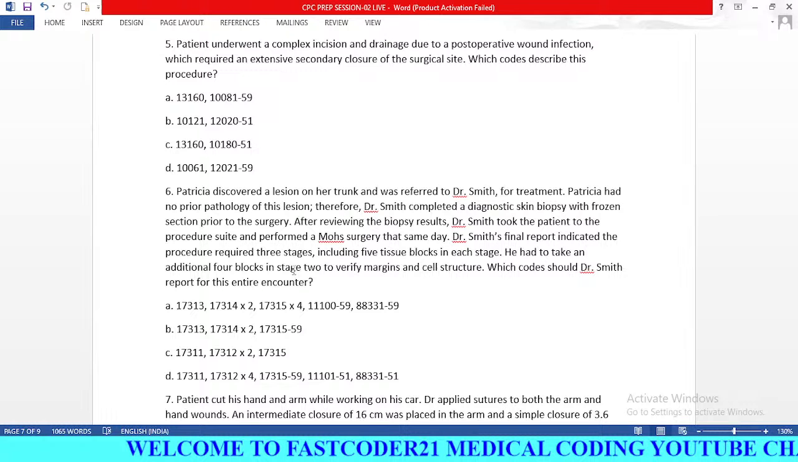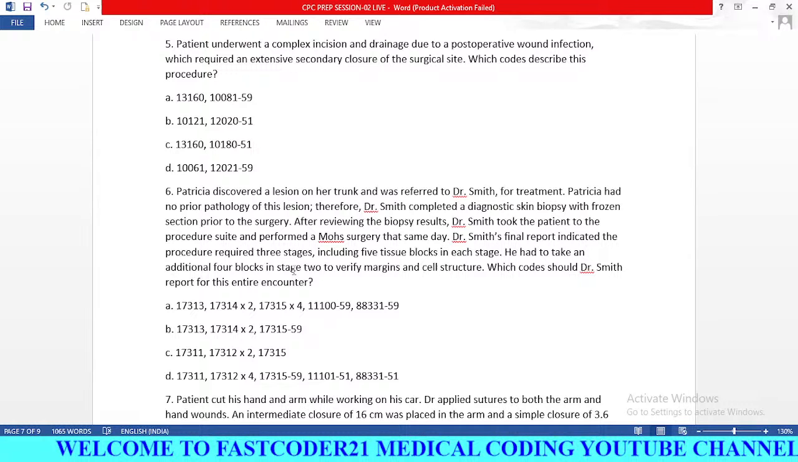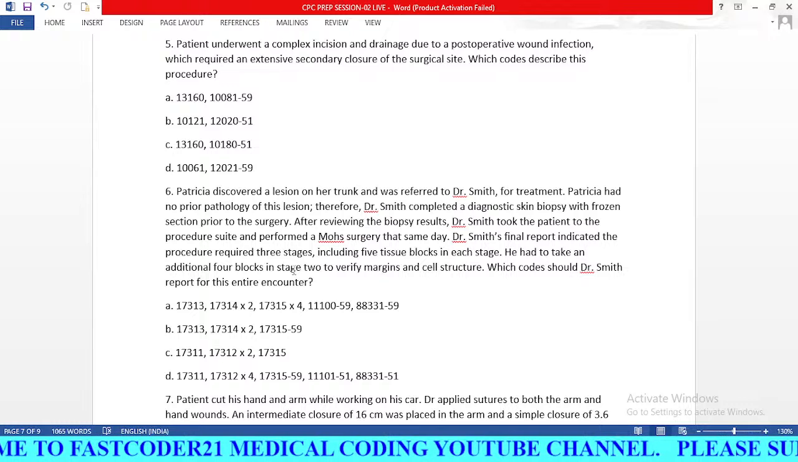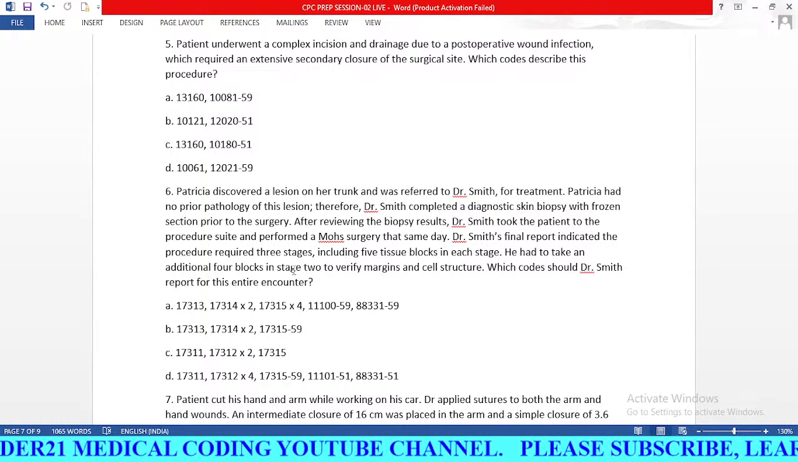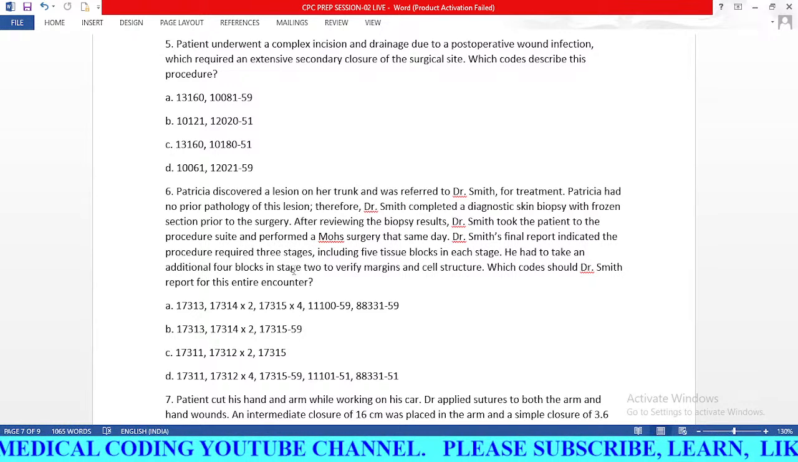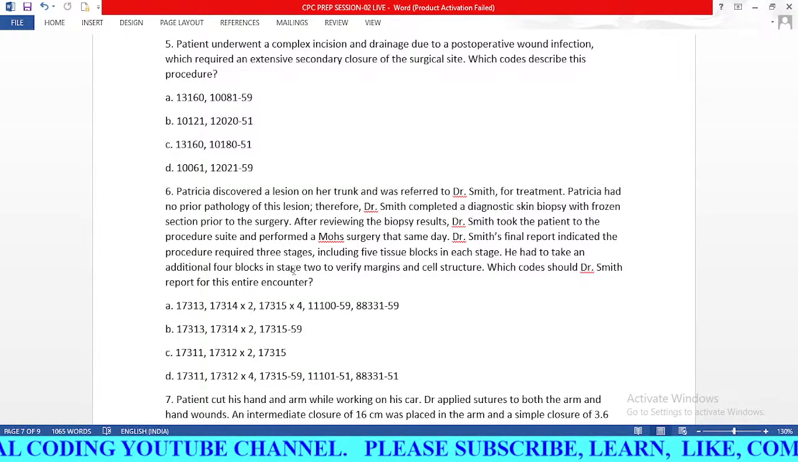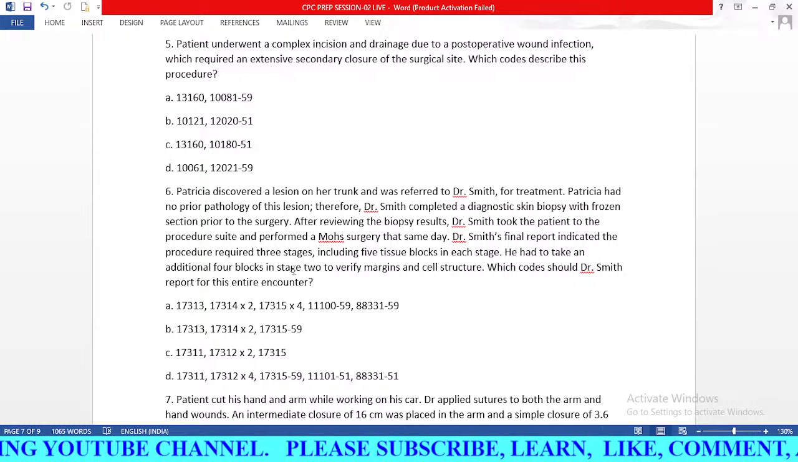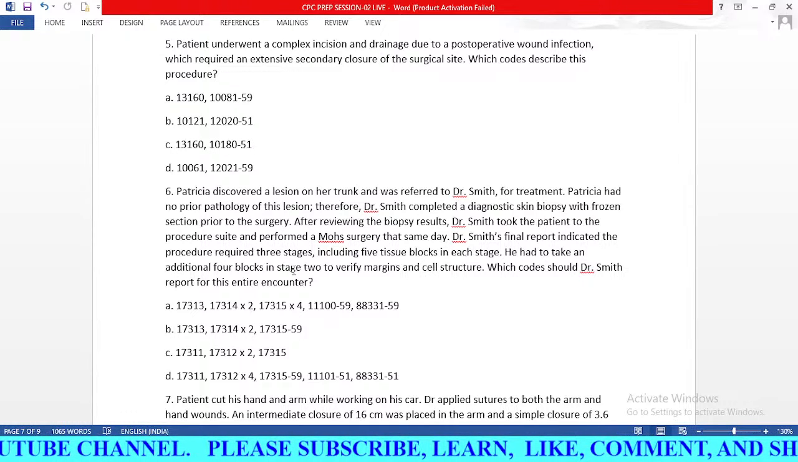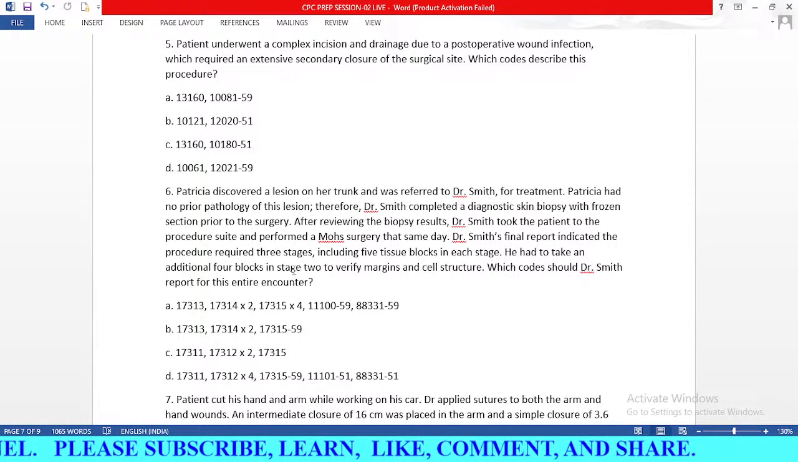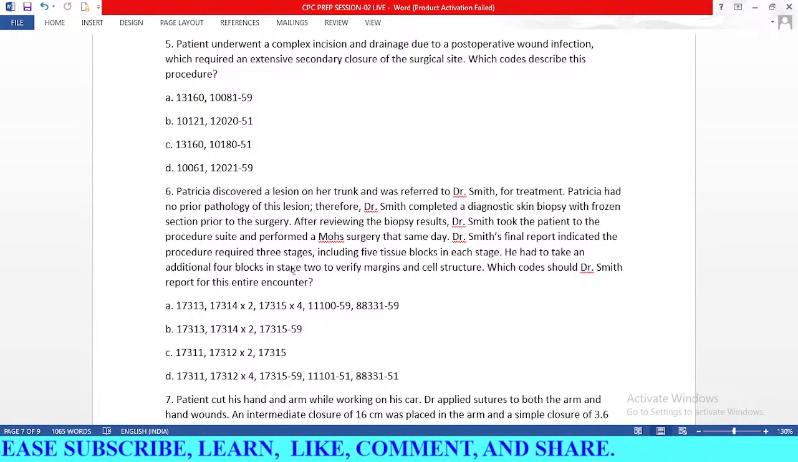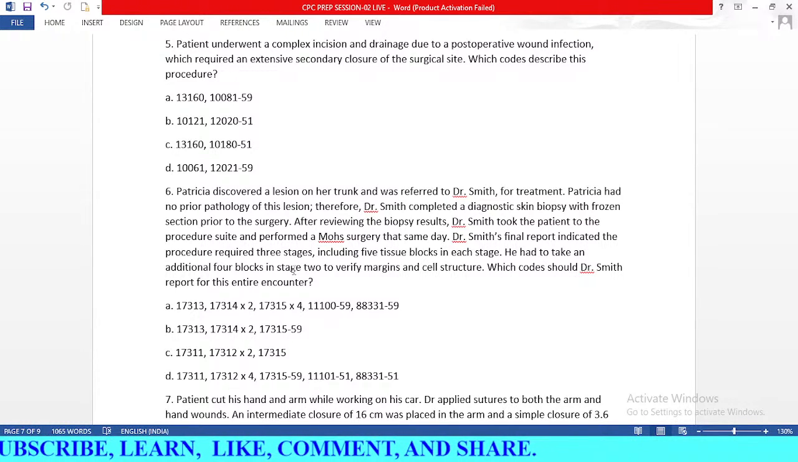Patient underwent a complex incision and drainage due to a post-operative wound infection, which required an extensive secondary closure of the surgical site. Which code describes this procedure? So all of you open your CPT books and check these codes first. Just check the codes and compare with the question. That's enough, no need to take a risk. Just open your CPT books, check 13160 and compare the code description with our question.